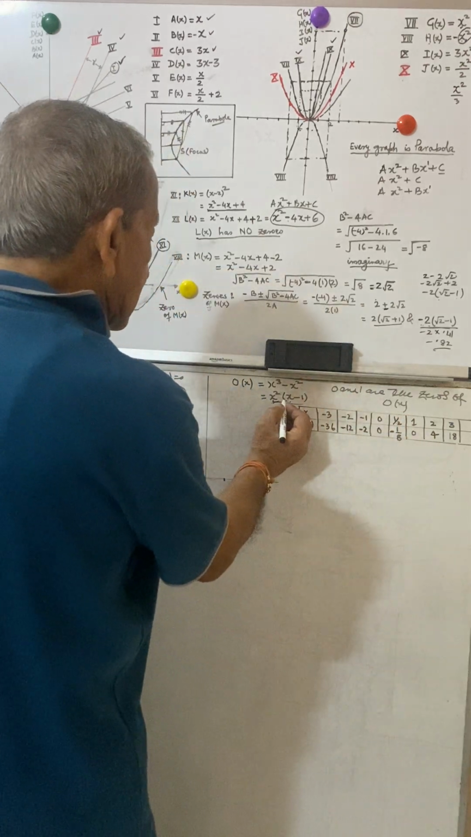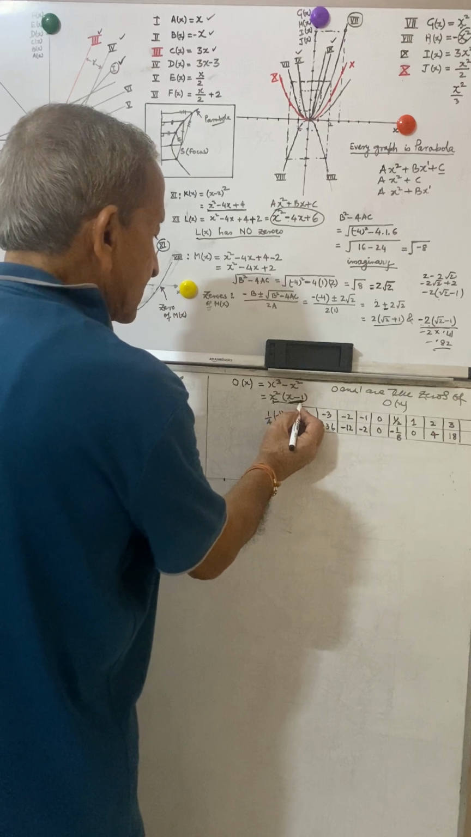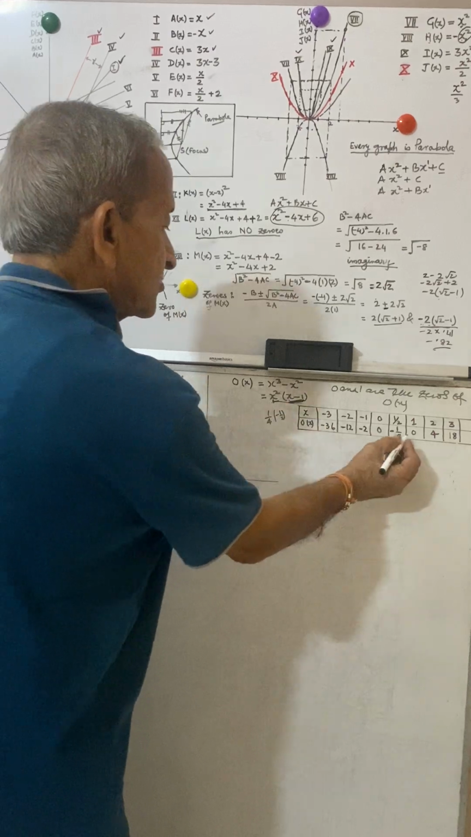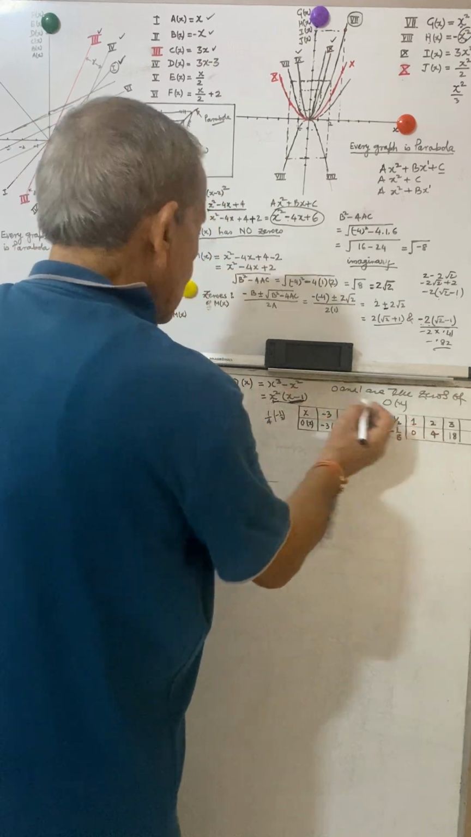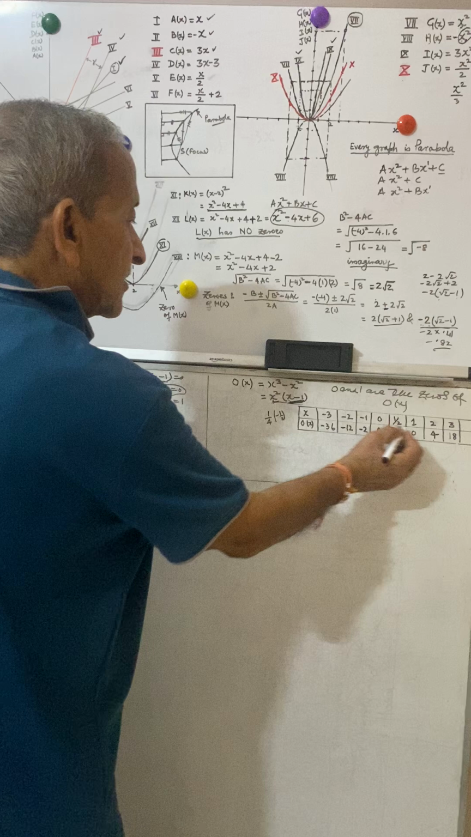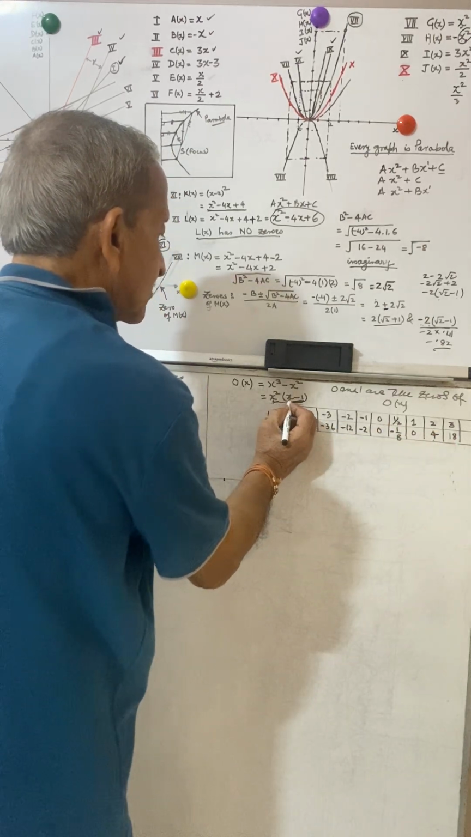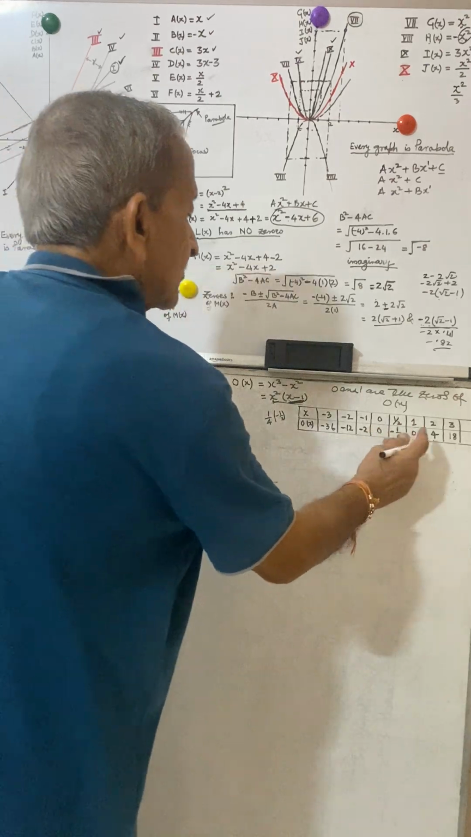Now x is equal to 1. For x equal to 1, x minus 1 will be 0, so the value is 0. For x equal to 2, 2 minus 1 is 1, 2 square is 4, so it is 4. For x equal to 3, 3 square is 9, 3 minus 1 is 2, 9 into 2 is 18. Now we have plotted this.